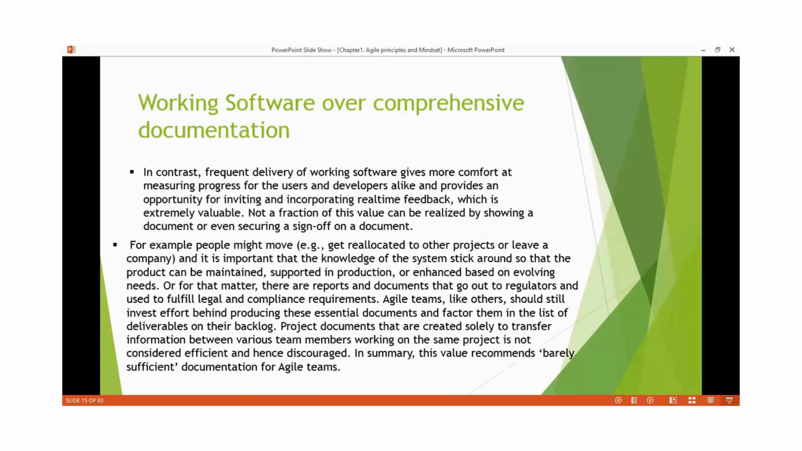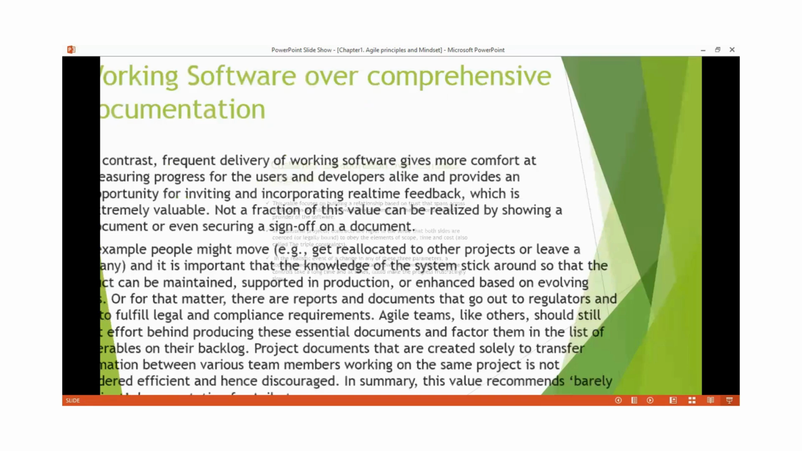Right. So we need to deliver working software that gives a confirmation. You're able to measure that there's a success, and quick feedback has been given. Okay. It's important to have knowledge of the system, stick around with the product, maintain and support it, and have an understanding of what has been delivered.